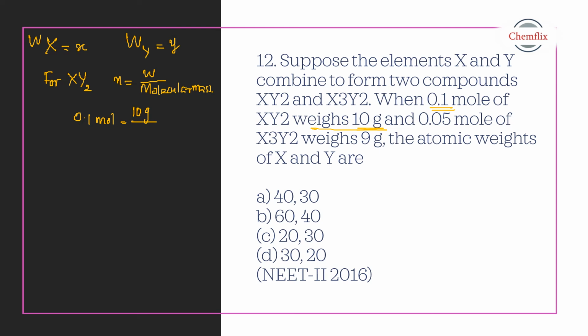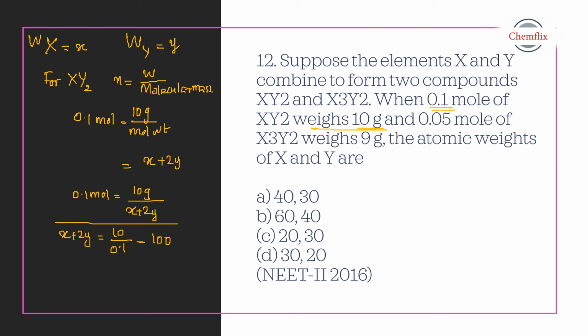So 0.1 mole is equal to 10 gram divided by the molecular weight. How will you find out the molecular weight? You know the weight of X and the weight of Y, so x plus 2y will be the molecular weight. So 0.1 mole is equal to 10 gram divided by x plus 2y. Therefore, x plus 2y is equal to 10 divided by 0.1, which is equal to 100. So x plus 2y is equal to 100.